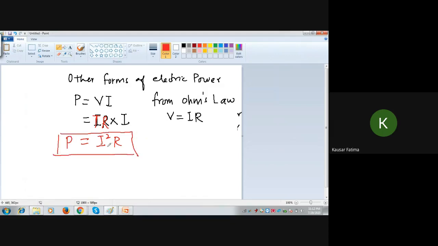Because all resistors are also energy converters, okay, because they convert electrical energy into heat. So if you know the resistance value and you know the current flowing through it, you can calculate the electrical power also, like this.